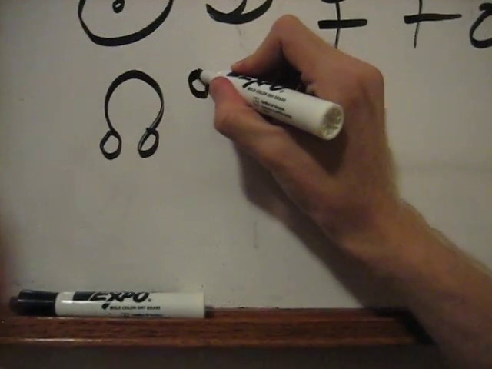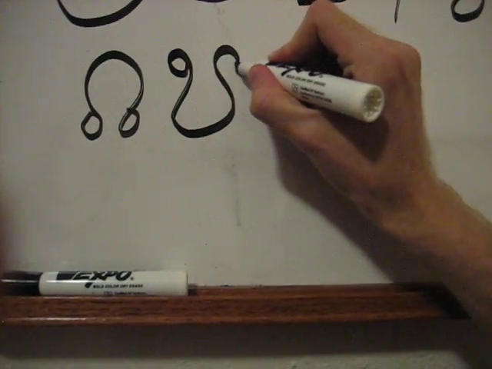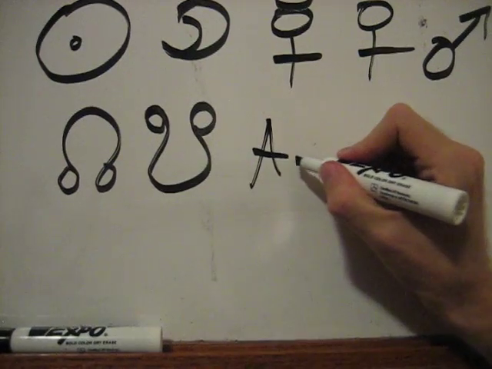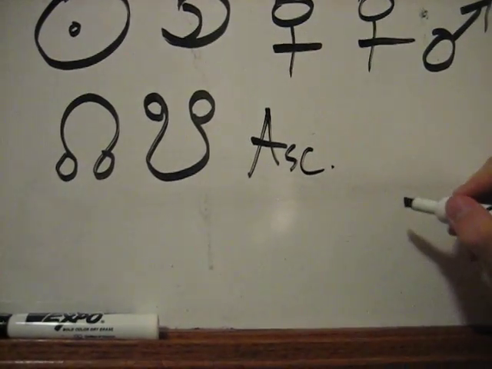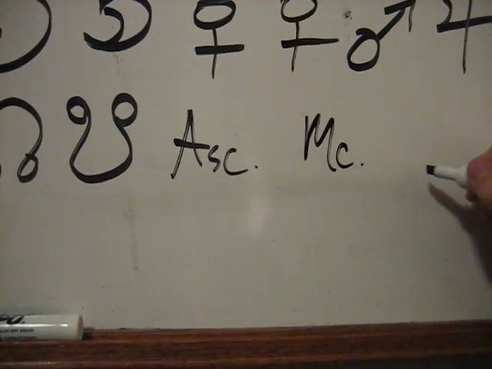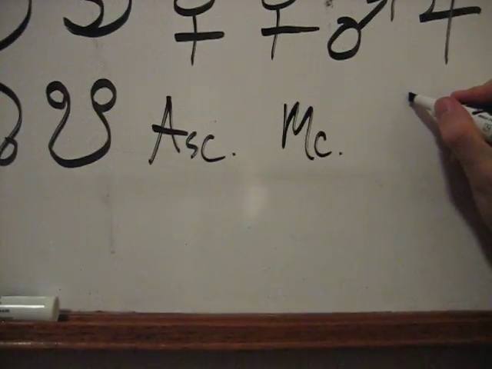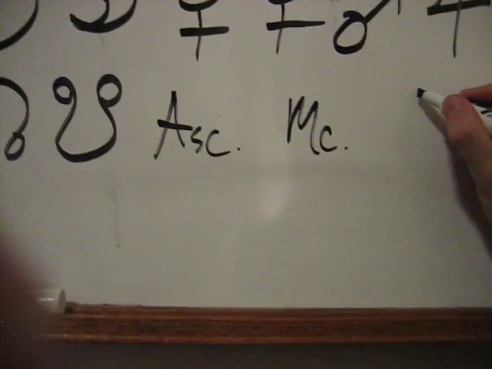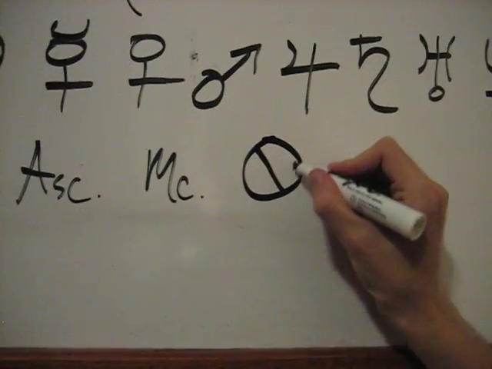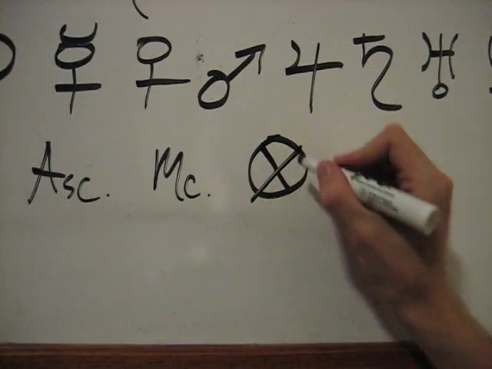And then finally the other symbols that you'll sometimes see are the North Node and the South Node, and sometimes you'll see the Ascendant, which is just abbreviated ASC, or the Midheaven, which is just abbreviated MC. I have a separate video which goes over the lot, or the part of fortune, but usually that shows up in a chart like this, a circle with an X through it.